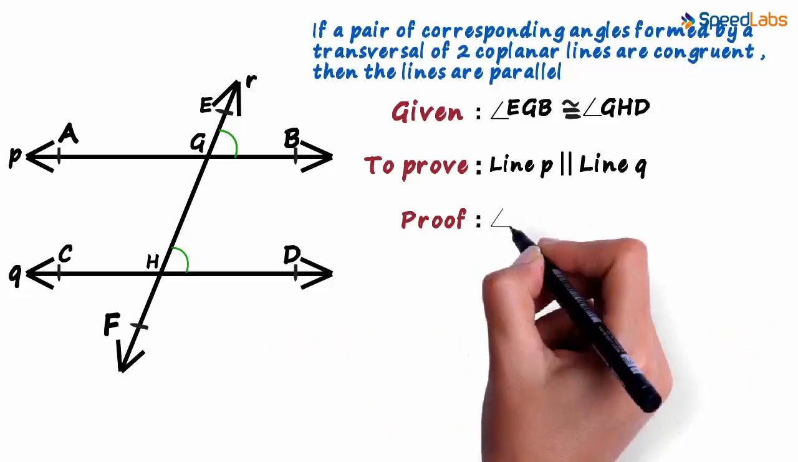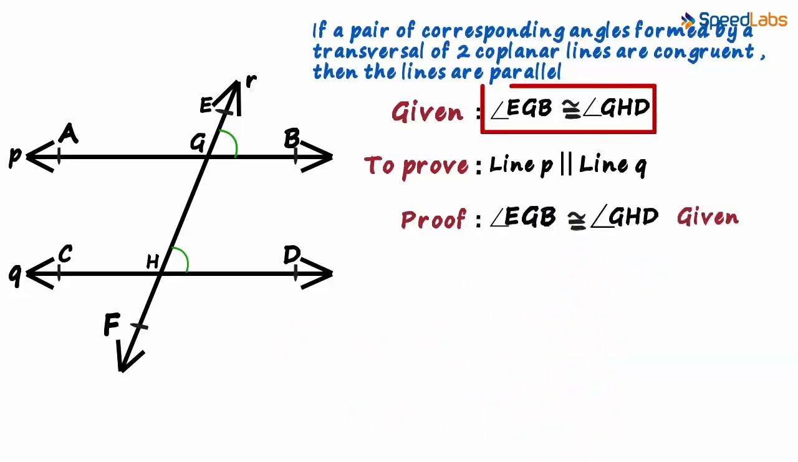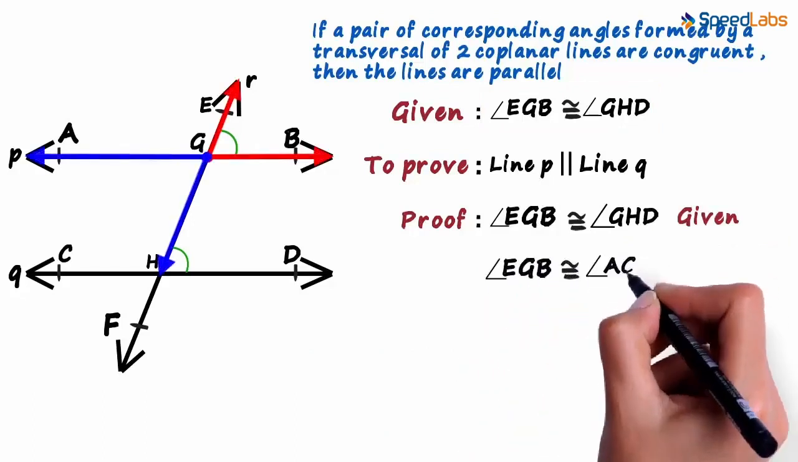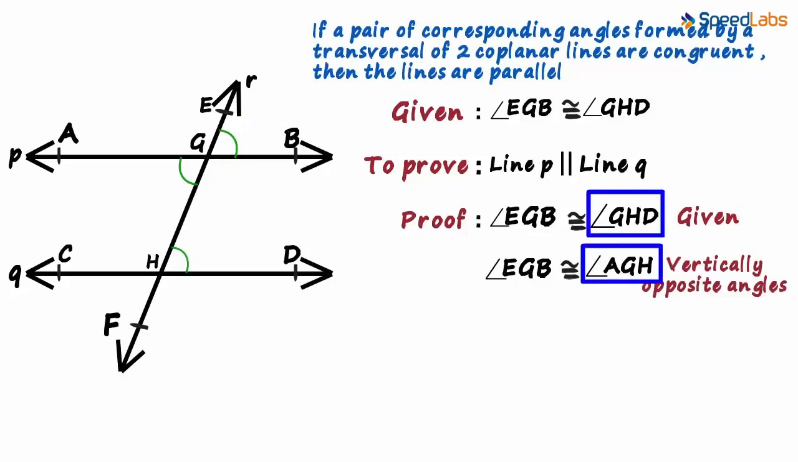We know that angle EGB is congruent to angle GHD. This is given data. We also know that angle EGB is congruent to angle AGH. So we mark this angle too with the green color. They are vertically opposite angles. Both these angles are equal to angle EGB.